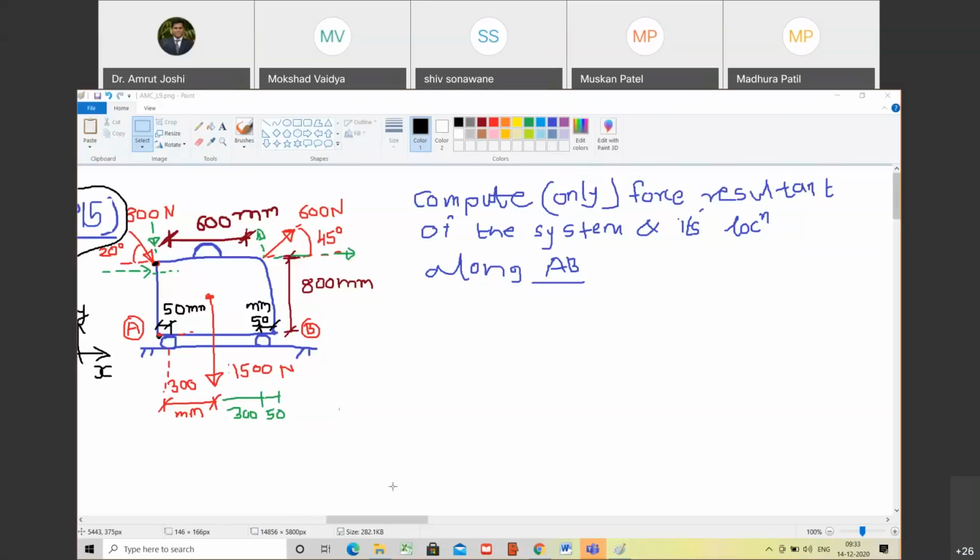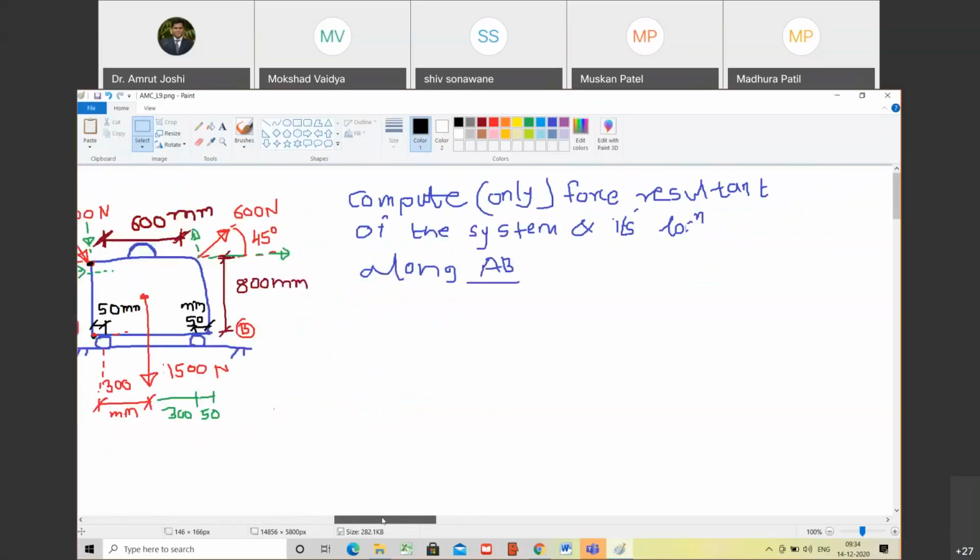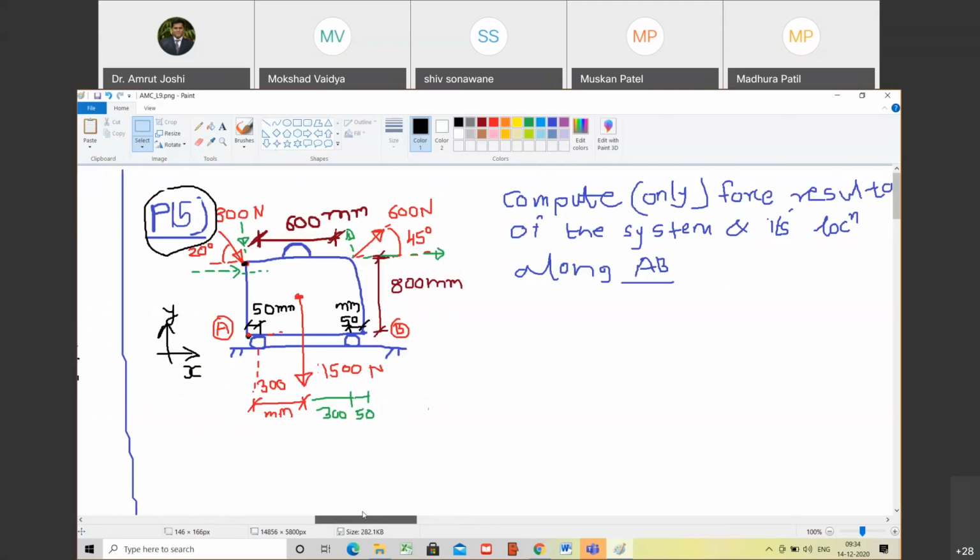Now it starts. So in last class we were solving the problem where we wanted to find out resultant of this force system either at A or B. Force resultant was same at A and B, but moment resultant was different. Now the narrative of the problem has been changed. What we have been asked is to compute only the force resultant of the system. That means moment resultant should vanish, and its location along AB.